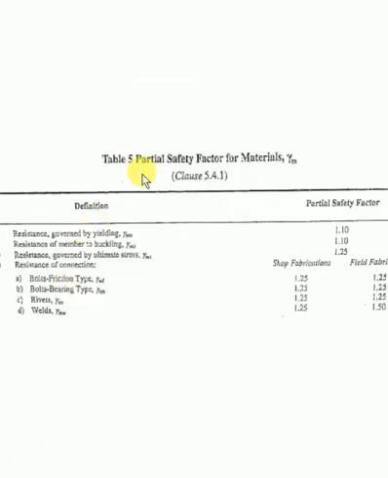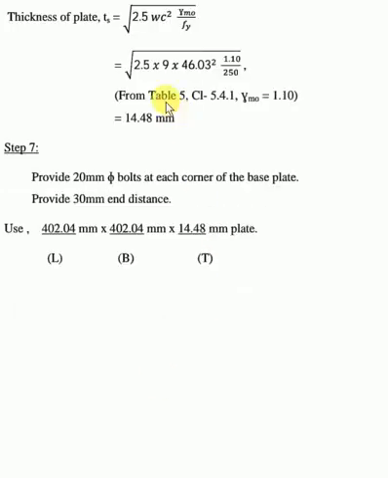This is Table 5 of the IS code. See, this is resistance due to buckling, 1.10, the partial safety factor. So putting all these values, we'll get the value of TS as 14.48 mm. Then in step number 7, first we'll write provide 20 mm bolts at each corner of the base plate, then provide 30 mm end distance.